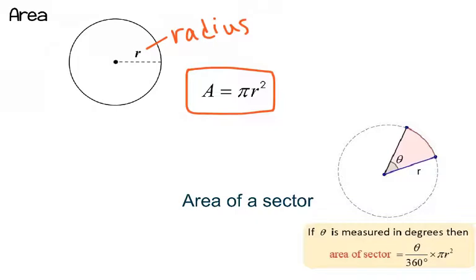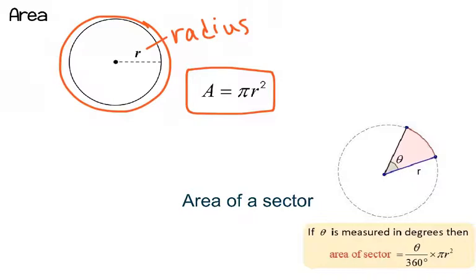So the new one, we're talking about the area of a sector. So when you think about area, it's like how much pizza you have, kind of think like that. And then when you're talking about area of a sector, you're thinking about just a slice of the pizza. So a certain proportion is what you're looking at.